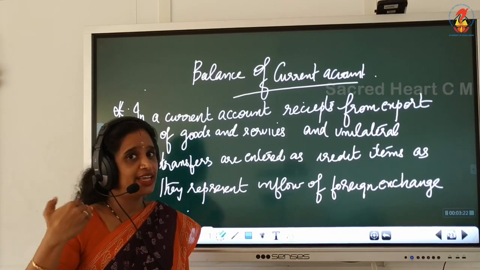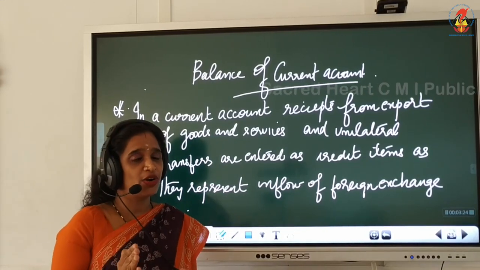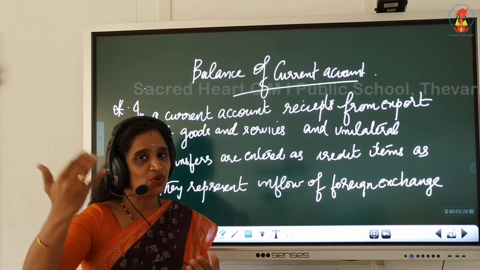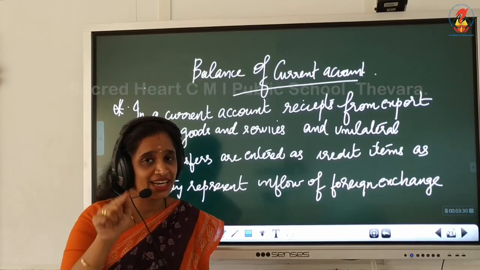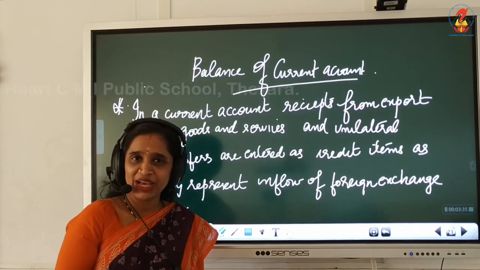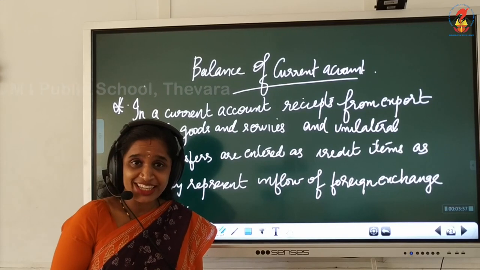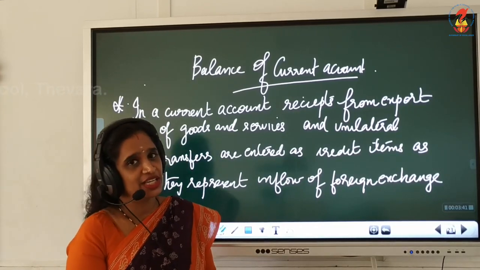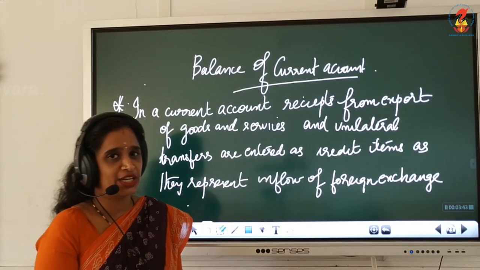So when all the items of the current account are balanced, automatically the current account as a whole will also get balanced. Once again I'll repeat, if the items of the current account are balanced, automatically the whole current account will also get balanced. Now let us see what is meant by the balance of current account.